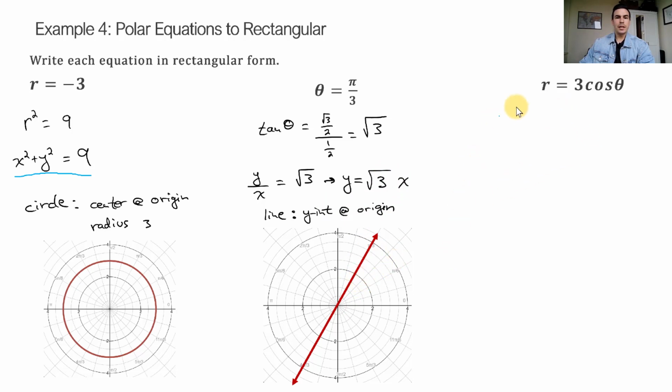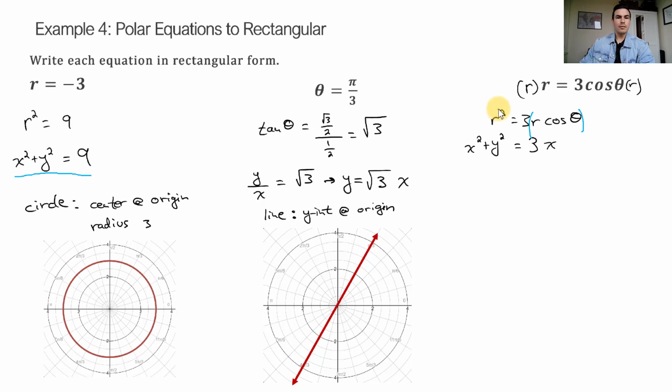Okay, for our last one here, I've got r equals 3 cosine theta. Again, I want to get this to have r squared, right? So I'm going to square both sides. I get r squared is equal to 3r cosine theta. Now, I know that r cosine theta, what is that? That is my x coordinate, right? So I can substitute x in for here.